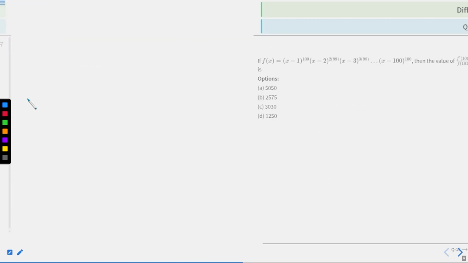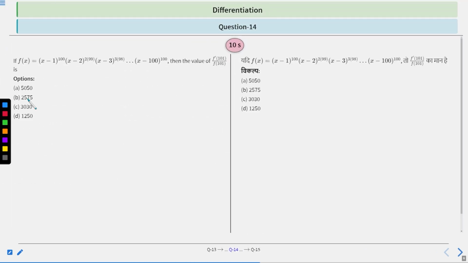Let's move to the next question. Question number 14, which says, if f(x) is equal to (x minus 1) to the power 100, (x minus 2) to the power 2 into 99, (x minus 3) to the power 3 into 98, till (x minus 100) to the power 100, then we have to find the value of f dash 101 upon f(101).